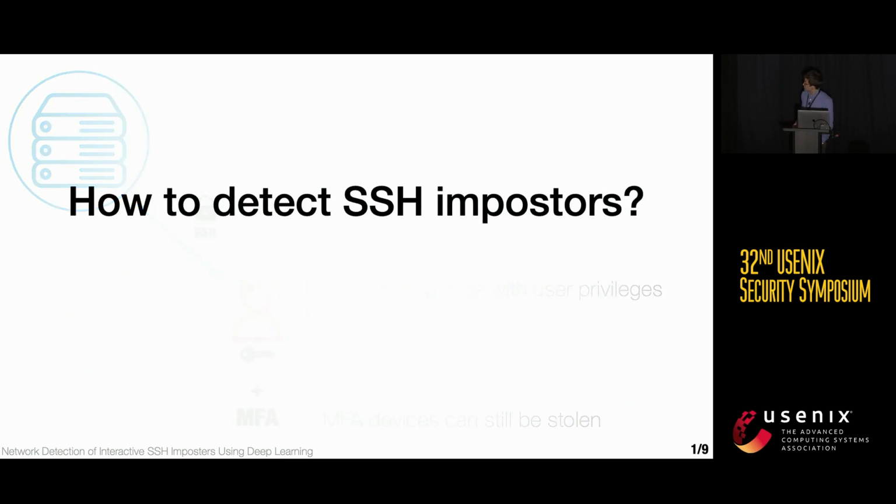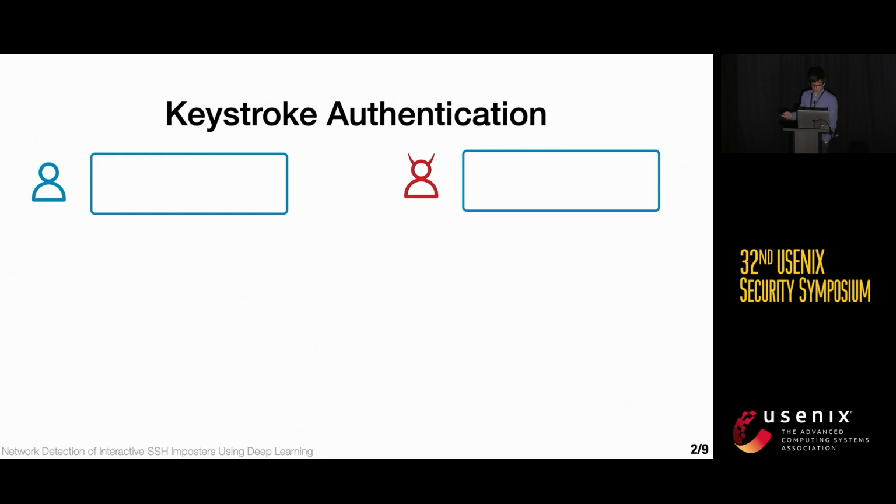And our solution is to rely on user behavior. Specifically, we look at keystroke authentication. Prior work has shown that keystroke authentication is a well-researched form of authentication that shows that typing patterns are unique. For instance, here, we can tell apart a legitimate user from an adversary because of the way they type. It's transparent for users and also very difficult to usurp.